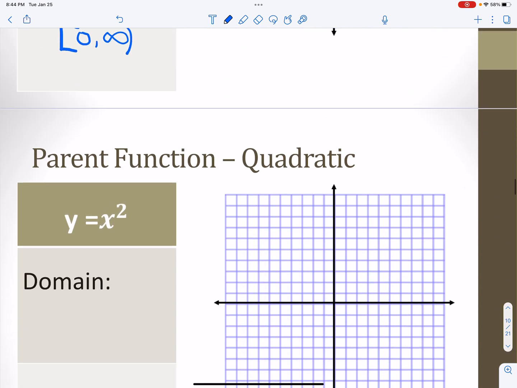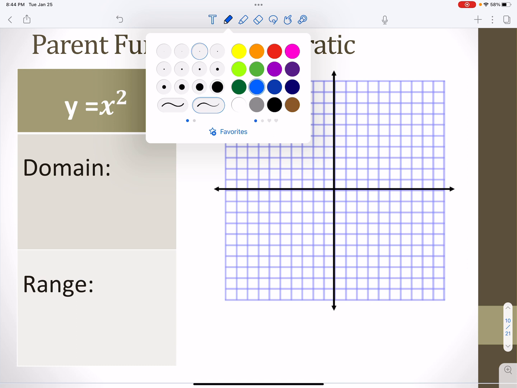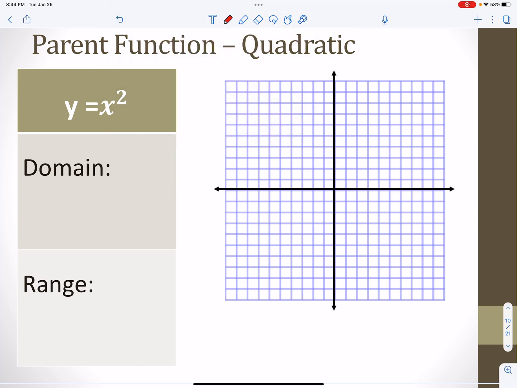Okay, the next function, this is where this gets tricky, so please listen because I am trying to make sure you understand. The function is called quadratic. It's called quadratic because you have a square in it. That is why they call it quadratic. The graph is not called a quadratic. The graph is actually called a parabola.